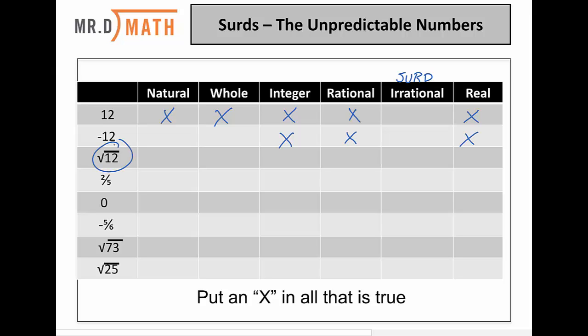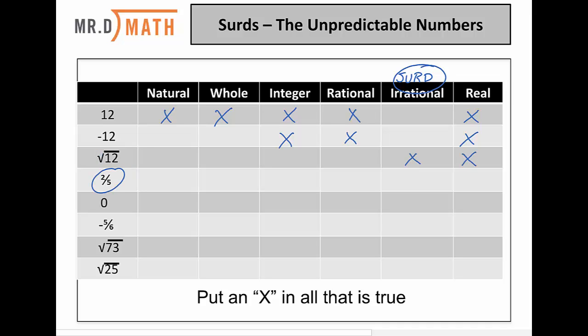The square root of 12, well, we already talked about that. It's not natural. It's not a whole number. It's not an integer. It's not a counting number. So it's not rational either because we can't make it into a fraction of two integers. So now it's a surd, or what we mean irrational, but it's still real.